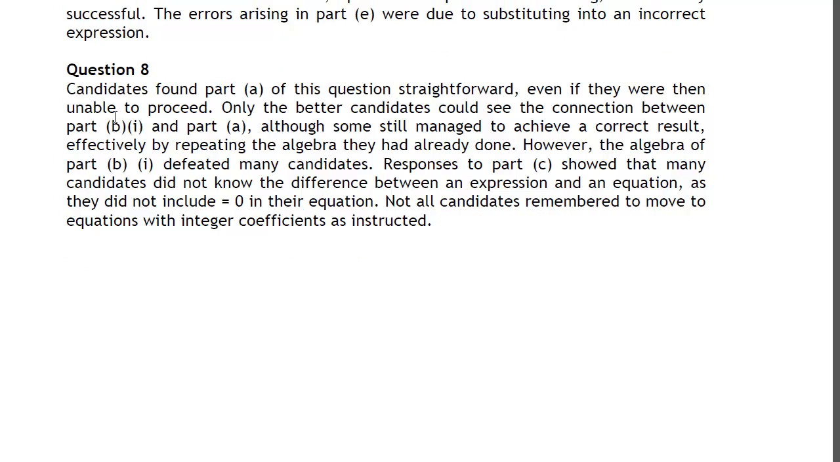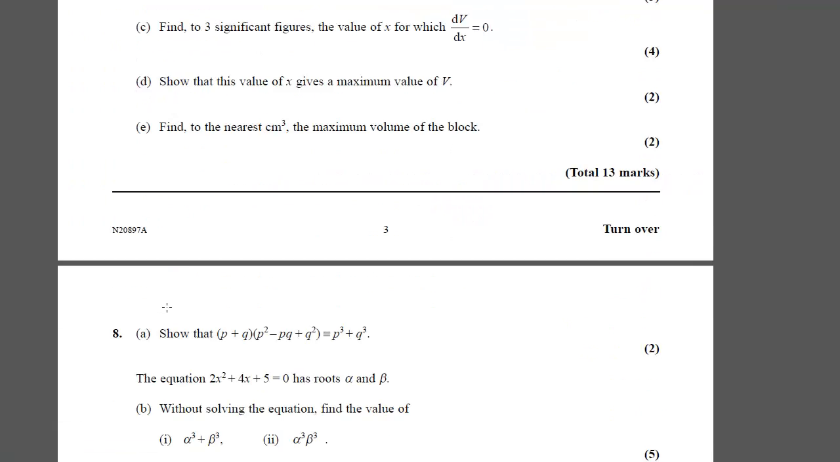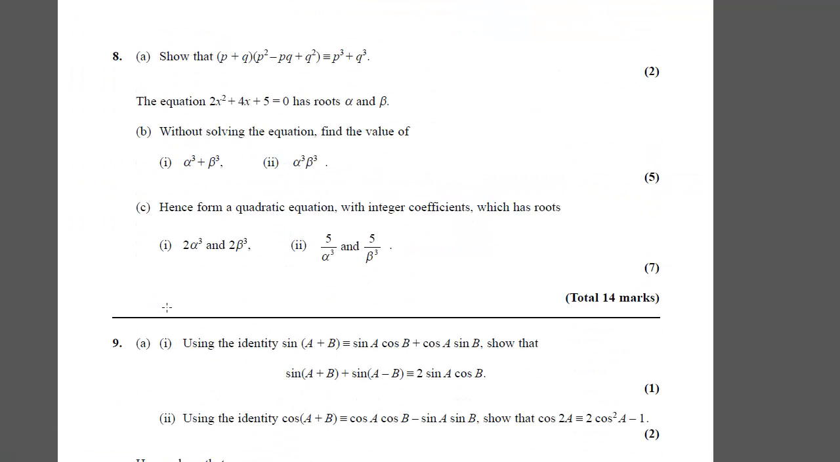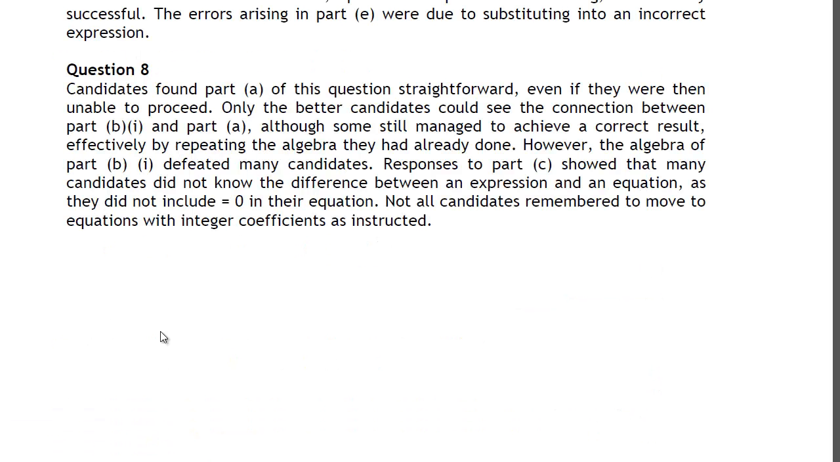So question number 8, candidates found part A of this question straightforward even if they were then unable to proceed. Only the better candidates could see the connection between part B1 and part A. So remember here, part B1, these are all connected. You have to remember when you do a sum, they follow a story and they're interconnected. And so this should not be a problem.